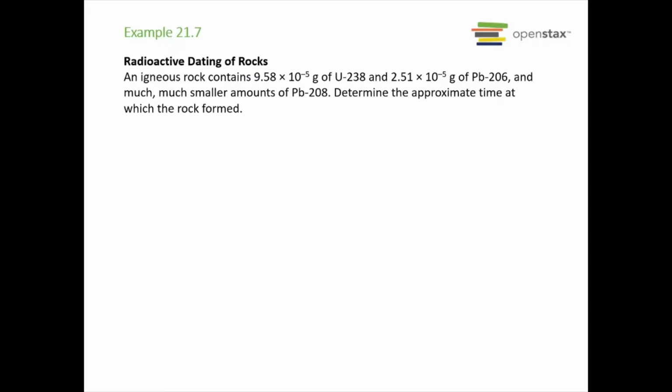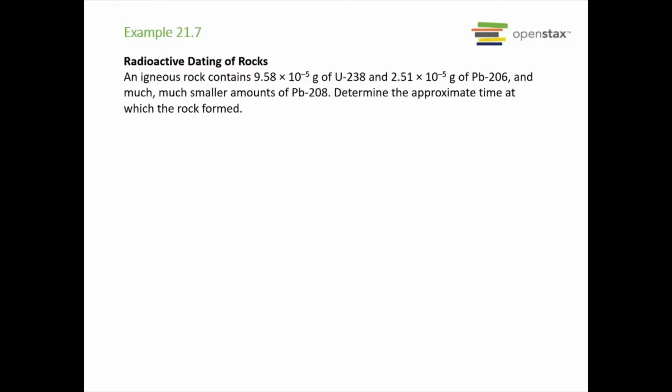All right, one more example. An igneous rock contains 9.58 times 10 to the -5th grams of uranium-238 and 2.51 times 10 to the -5th grams of lead-206 and much, much smaller amounts of lead-208. Determine the approximate time at which the rock formed. So very, very little lead-208, which is the most common isotope of lead. So we're going to assume that all the lead-206 came from the uranium-238.